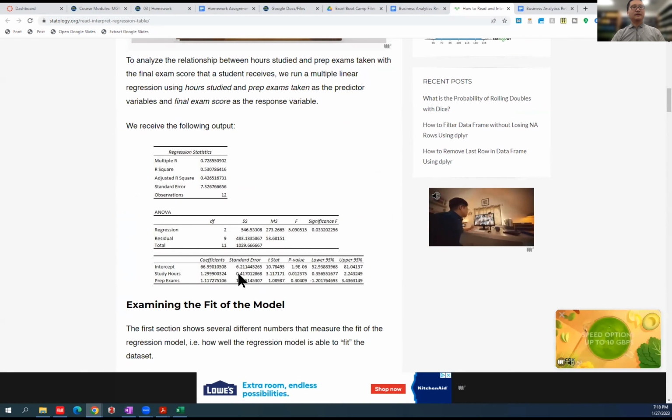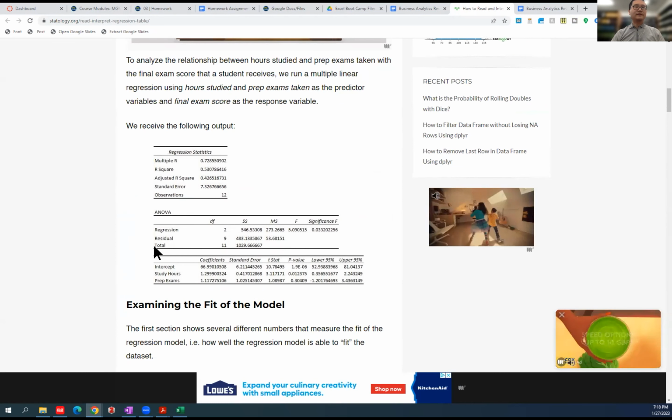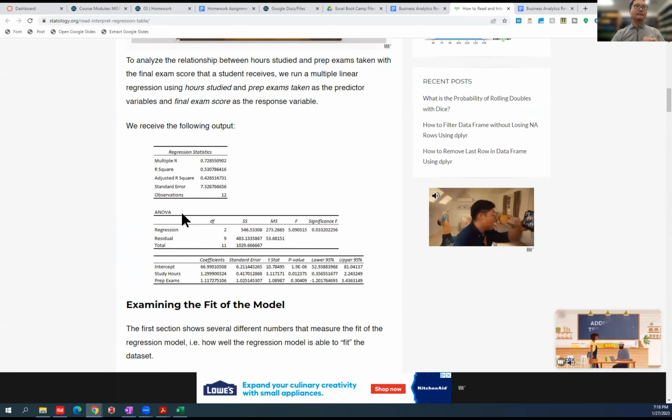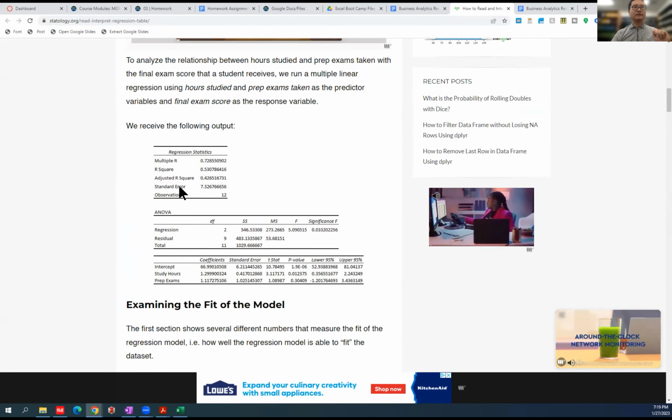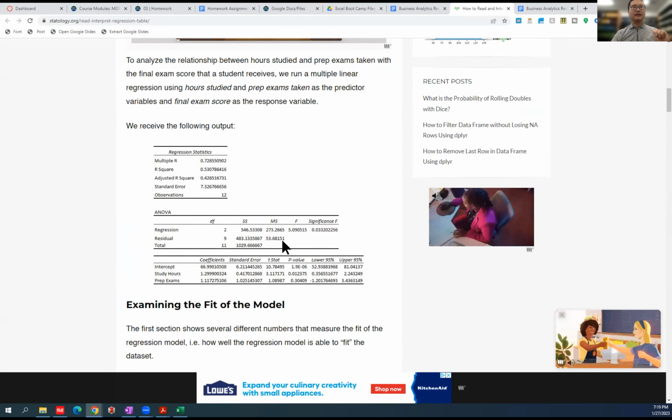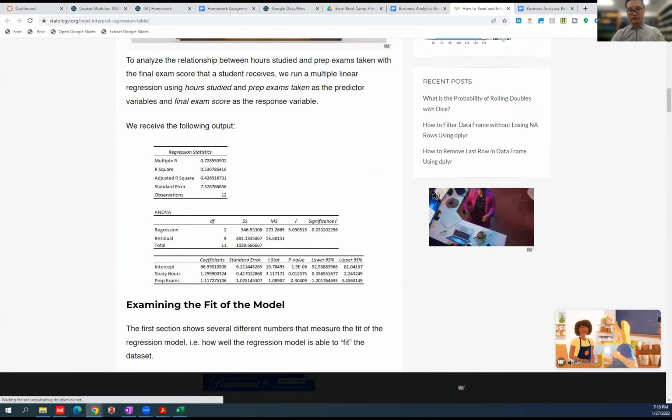In the output table, the residue is reflected in 3 parts. There is a standard error that's related to the residue. There's also the residue sum of squares and mean sum of squares.